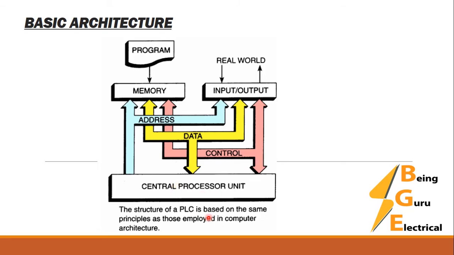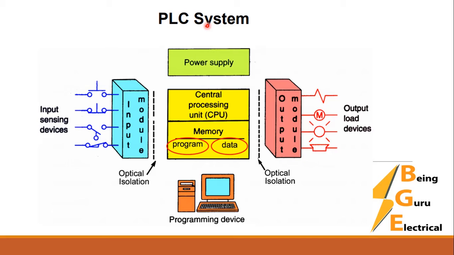Next we have the PLC system. In the PLC system we have four major parts. One is the power supply, which is used to power the CPU. One is the input module, connected to the input switches and maybe sensors; a sensor may be analog or digital. The output module is connected to the load, and we have the central processing unit, which has the memory. Memory is subdivided into two types: program memory and data memory. Program memory is the one in which we put our ladder logic.